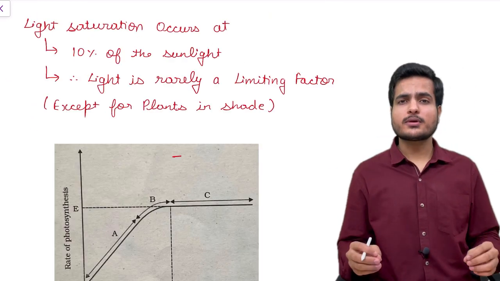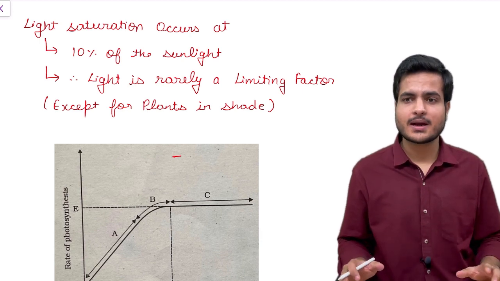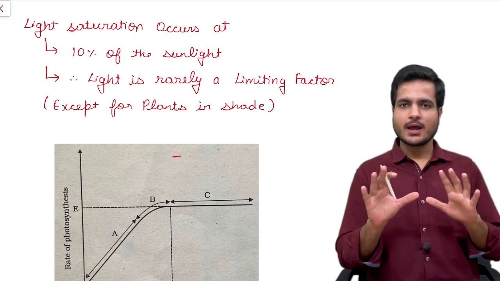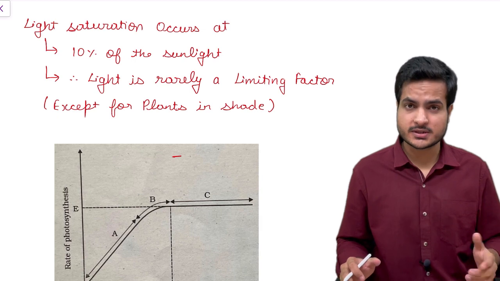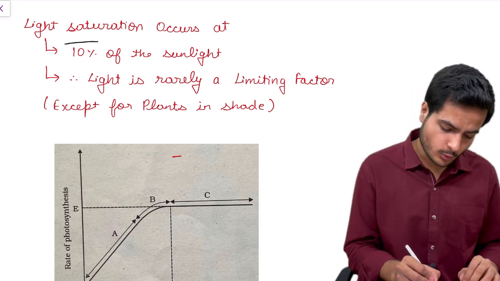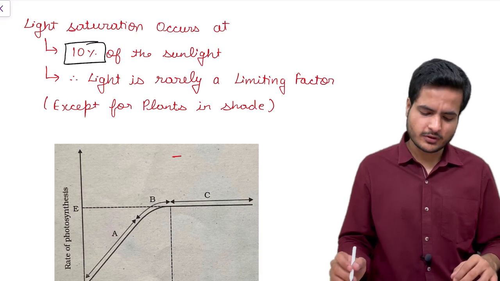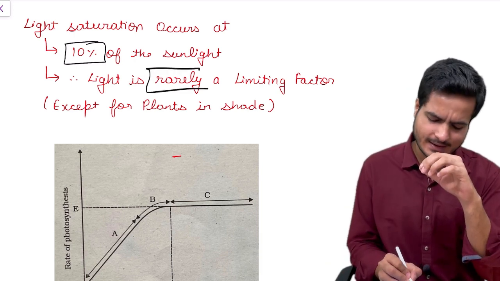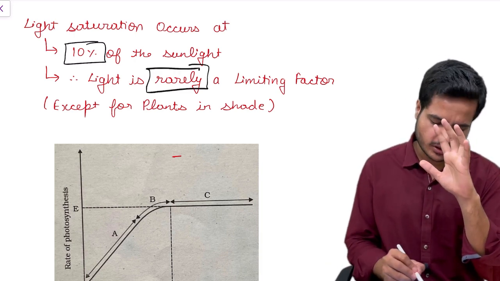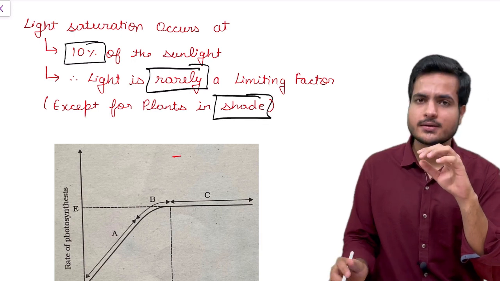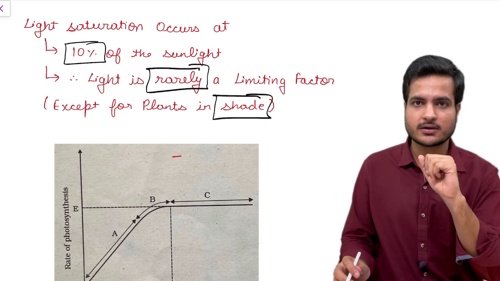Now let us talk about at which light intensity the plant will say, oh, I have had my full, I do not need more light from the sun. That is achieved at only 10% of the total sunlight available on this planet. Therefore it is said that light is rarely a limiting factor. Except for the plants growing in shade, light will never be a limiting factor for a plant.